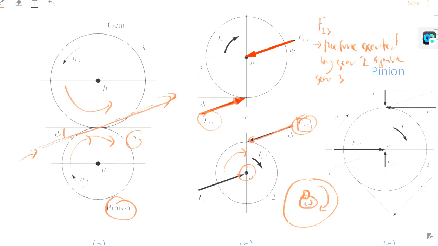We have a slot. The shaft and the gear normally have a slot, like this, square. So the shaft also has one, and here we insert the pin. So then we have the force acting on the shaft.